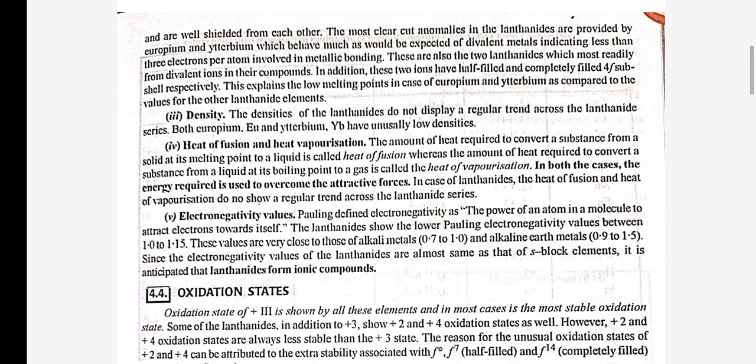Pauling defined electronegativity as the power of an atom in a molecule to attract electrons towards itself. The lanthanides show low Pauling electronegativity values between 1.0 and 1.15. These values are very close to those of the alkali metals, 0.7 to 1.0, and alkaline earth metals, 0.9 to 1.5. Since the electronegativity values of the lanthanides are almost the same as those of s-block elements, it is anticipated that lanthanoids form ionic compounds.